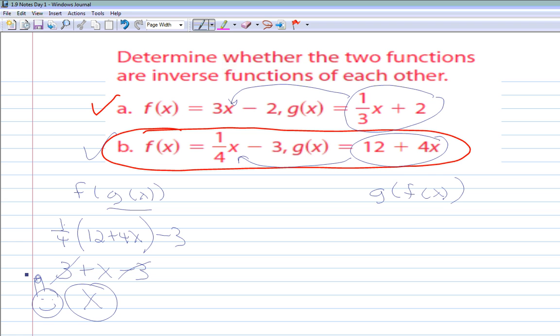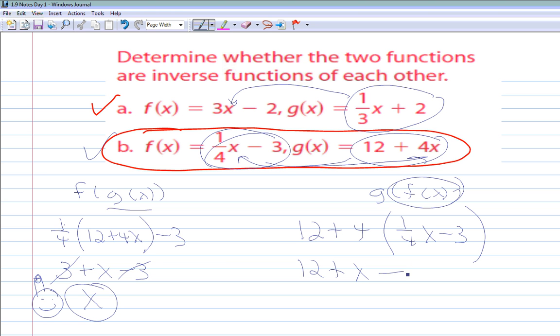Next, since it worked on this one, we're going to try to reverse. We're going to take f of x, which means we're going to take all of this information this time, and we're going to plug it in for this x. So we have 12 plus 4 times parentheses, and we're going to plug in 1/4 x minus 3. All right, so we have 12 plus 4 times 1/4 x is x. 4 times negative 3 is negative 12. Oh, whoopee. All right, so our 12's cancel, and we just have x.